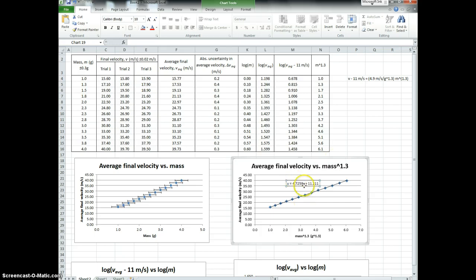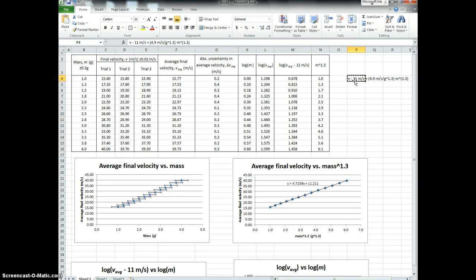Yes, look at that. 4.7, that was pretty close. And my slope is 11, right? And that's pretty close to this. So this confirms the relationship here that I've written down. If you want, you can rewrite this using this value, 4.7, instead of 4.9.